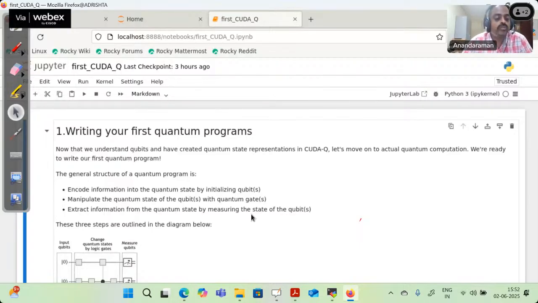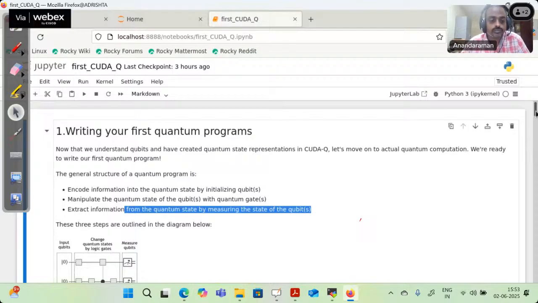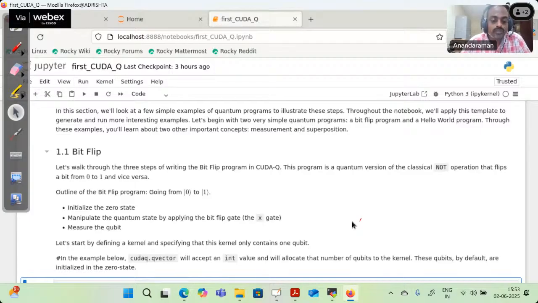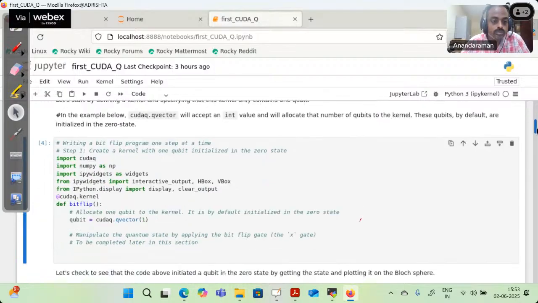A circuit has three parts. First you have to encode information into a quantum state by initializing qubits. Then we apply quantum gates for manipulation, then we measure, to extract information from the quantum state. So: initializing, manipulating with quantum gates, and measurement. Now we are just creating a bit flip experiment. By default it is 0. When you apply the Pauli X gate, the bit will flip.